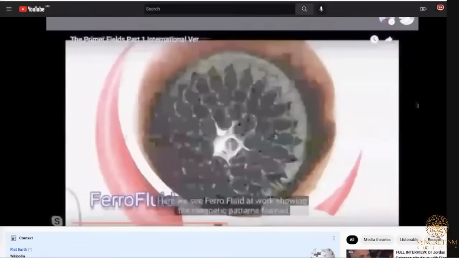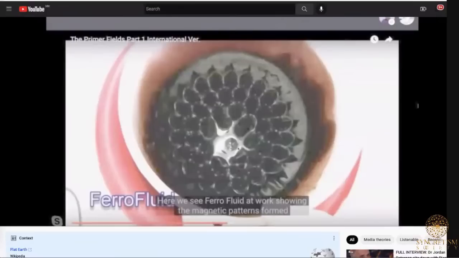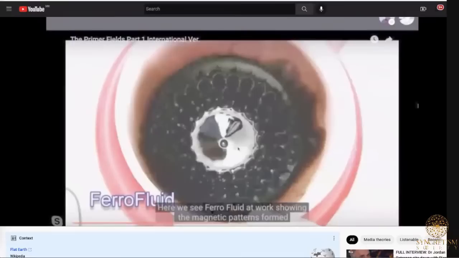So this is ferrofluid. The balls are suspended in the fluid. We know the Earth's core is of iron. That's ferro. Ferro is iron. And so the solid, firm parts of the Earth floating on the waters would be a good way to visualize this. You see ferrofluid at work, showing the magnetic patterns formed within these bowl-shaped magnetic field emitters.